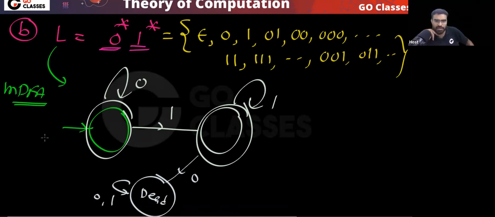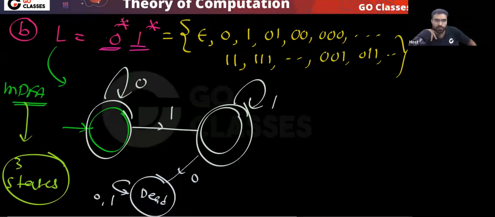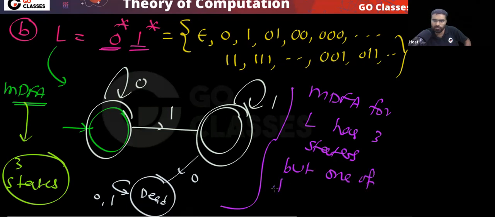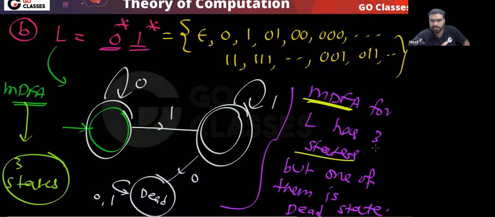Now tell me, in the minimal DFA, how many states are there? There are 3 states, but one of them is a dead state. Yes or no? See, the minimal DFA for L has 3 states, but one of them is a dead state. Tell me which range you have to check. Remember, the minimal DFA has 3 states, but one of them is a dead state.